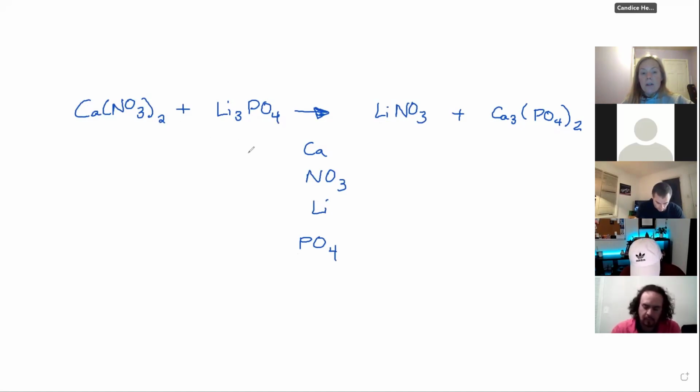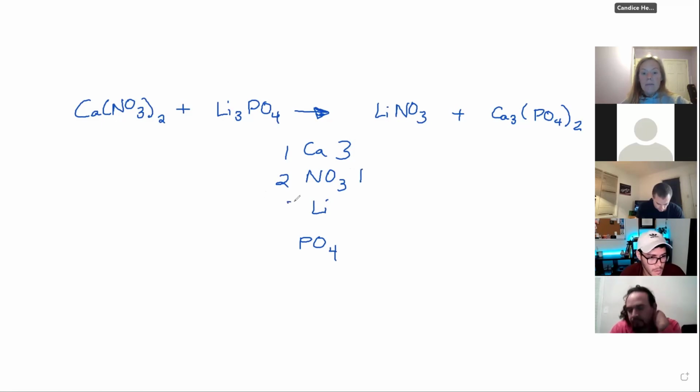So let's take inventory. There's 1 calcium to start with. There's 3 calciums to end with. There are 2 nitrates to start with, right? The packet is in parentheses and we've got a 2 on the outside. Over here, I only have 1 nitrate to end with.